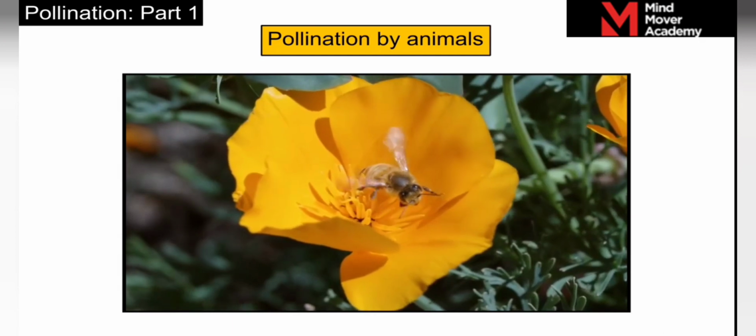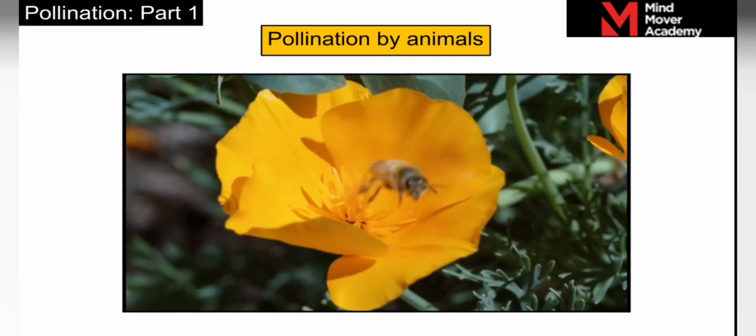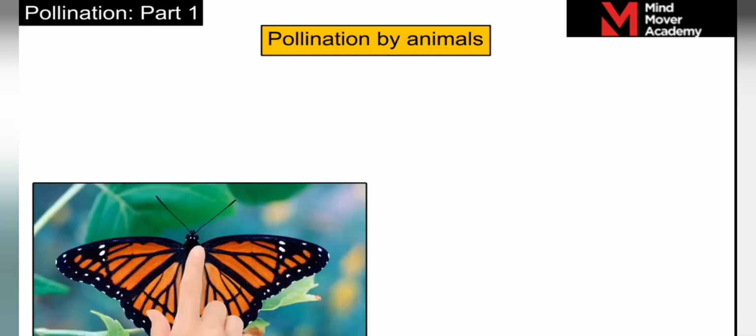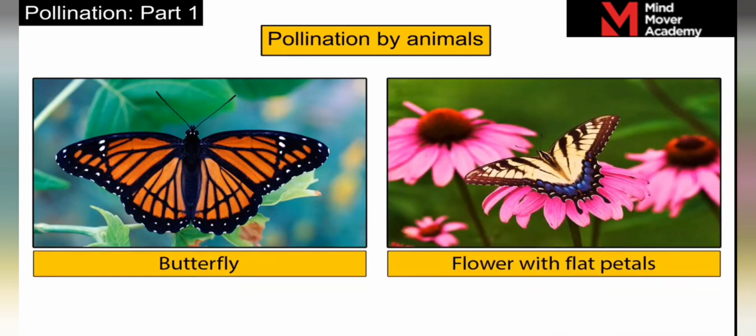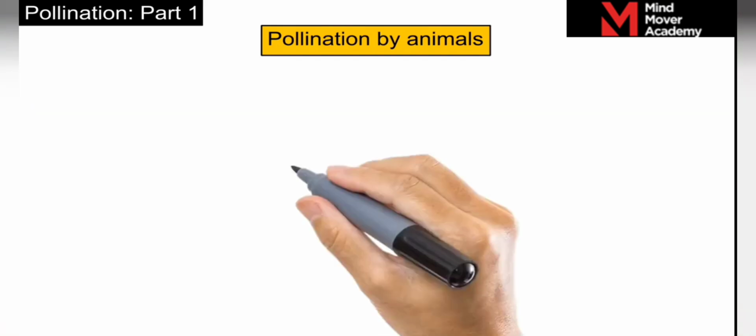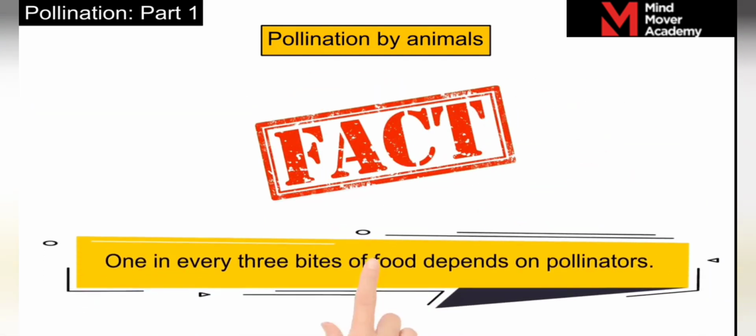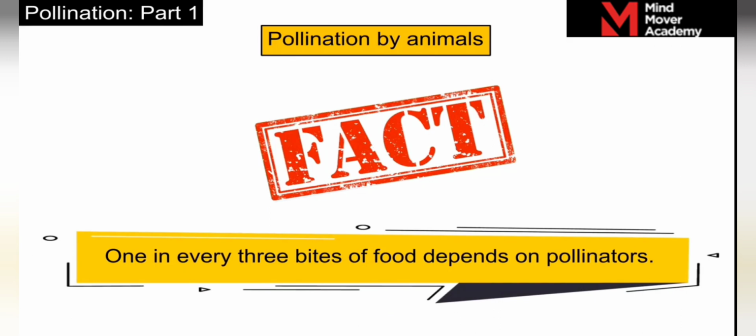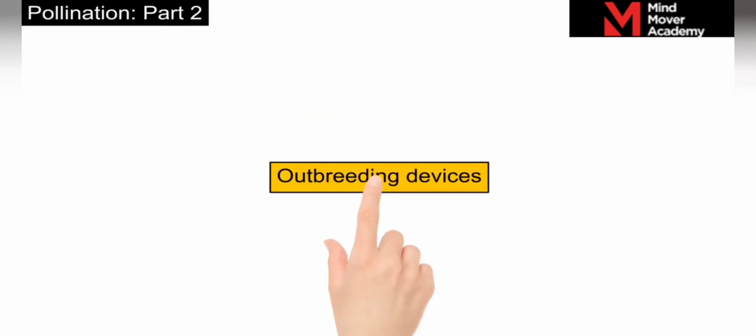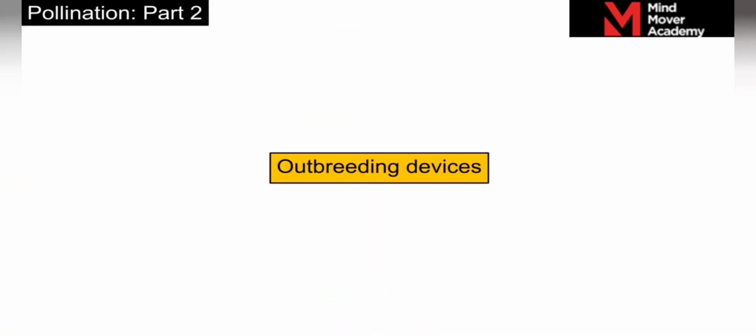But these pollinators have their own tantrums as well. For instance, butterflies prefer flowers with flat petals that act like a landing strip for them to sit on. But given the fact that 1 in every 3 bites of food depends on pollen, now let us have a look at the outbreeding devices.